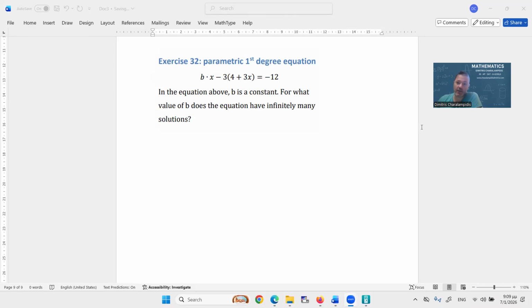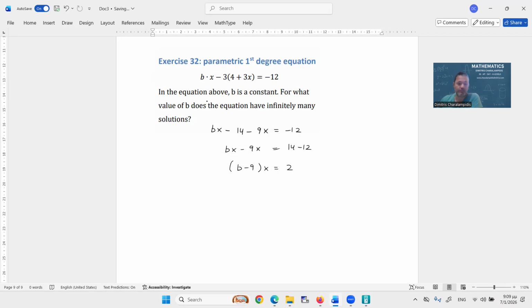In all these exercises, and we have seen so many so far, we know that the first thing that we should do is operations. So bx minus 12 minus 9x equals negative 12. Then we need to rearrange everything so that we bring it in the form something times x equals something else. So bx minus 9x is 14 minus 12. b minus 9x is 2.